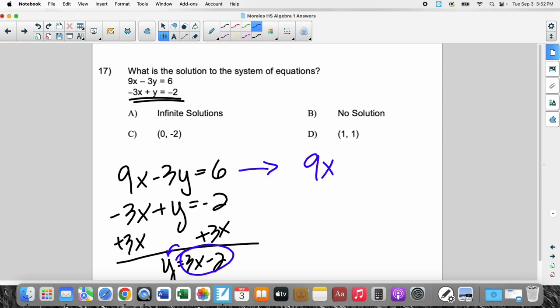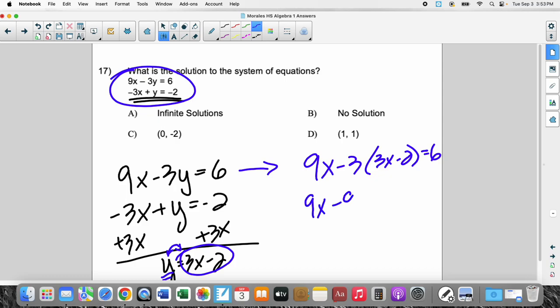So I have 9x minus 3. Instead of writing y, I'm going to write what y is equal to. That's the quantity of 3x minus 2, and that equals 6. So I'm going to simplify this. Notice both of these equations have two variables, so I can never solve for it. The nice thing about substitution is, in this equation, I now only have one variable. So that's 9x minus 9x plus 6 equals 6. All I did was distribute the negative 3 into both of those. These are going to cancel, and you get 6 equals 6.